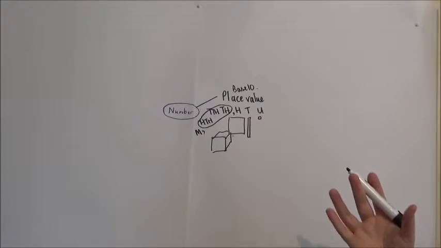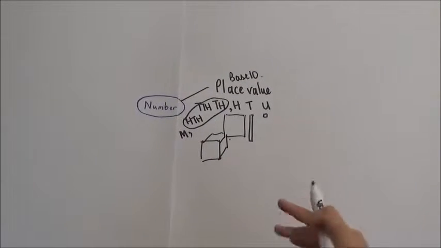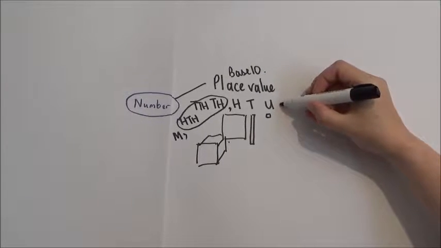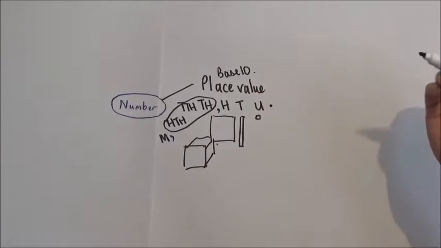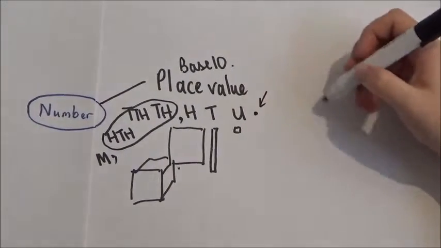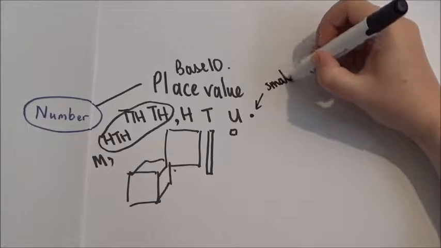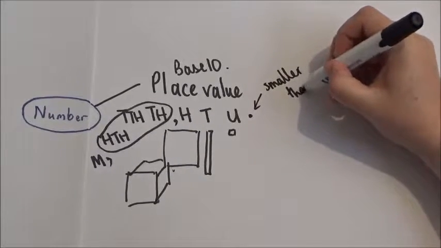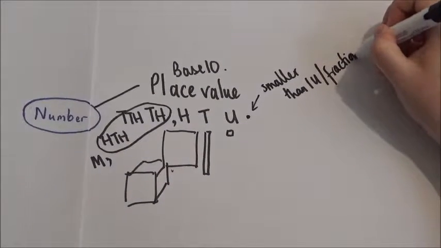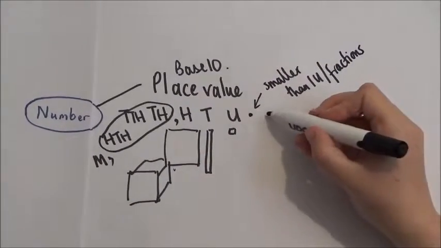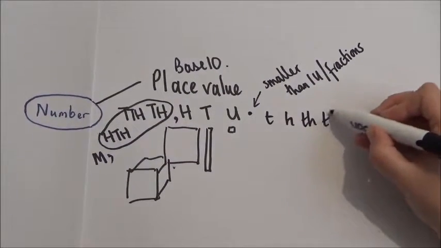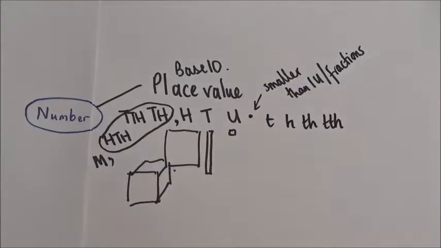Okay, so we're going to add our new learning to our mind map. We're still looking at place value, but this time we were looking at decimals, and we need to include our decimal point. We know that the decimal point means that anything after the decimal point is smaller than 1 unit, and it's similar to fractions. Well, it is like fractions. We have a tenth, hundredth, thousandth, and ten thousandth.